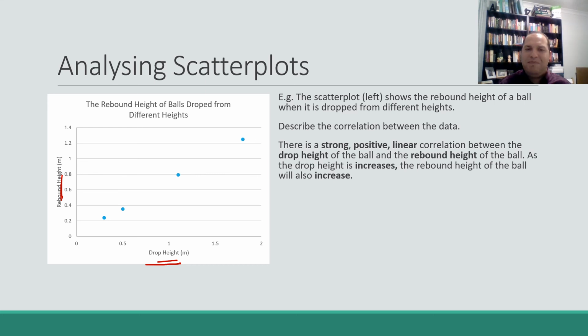Notice the modality, it says it will increase because that's how strong our correlation is, right? Again, we've got almost that perfect straight line. So as the drop height increases, we can be very confident that the rebound height will increase when the drop height increases. Now, what might those other optional sentences look like?